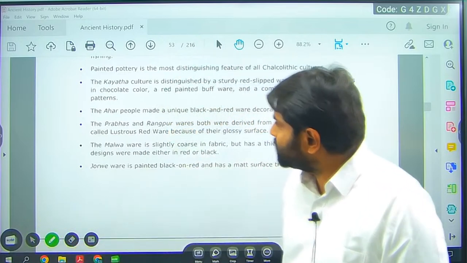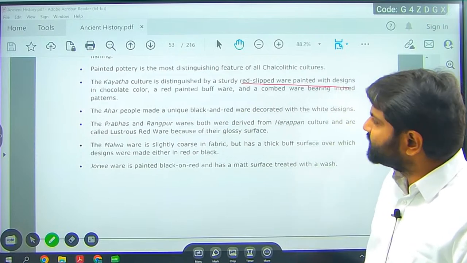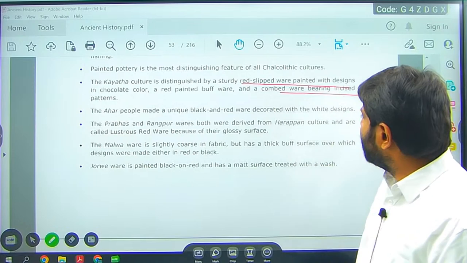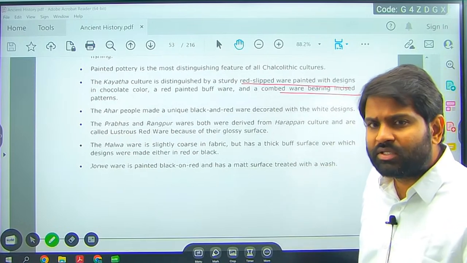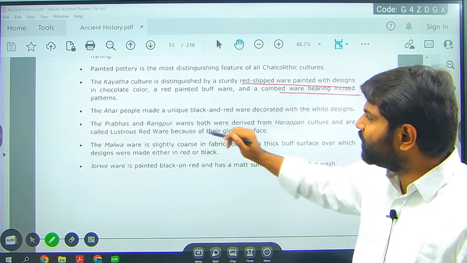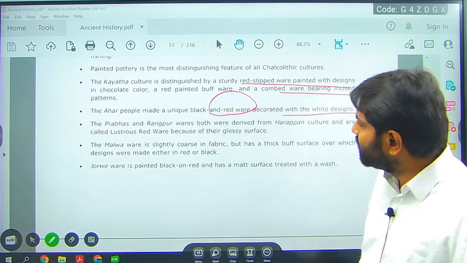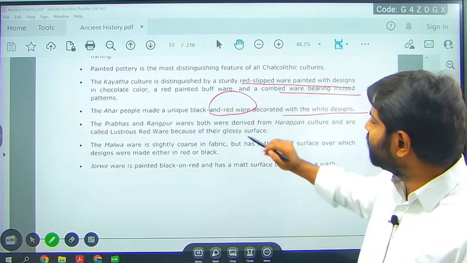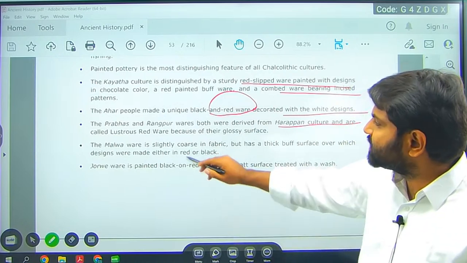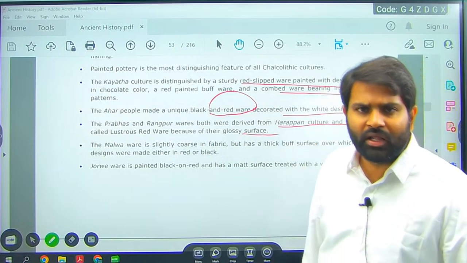You can see the Kayatha culture is distinguished by a sturdy red slipped ware with painted designs in chocolate color, the red painted buff ware and combed ware bearing incised patterns. This is what we have in Kayatha culture. The Ahar people, the other culture, made a unique black and red ware decorated with white designs. Prabhas and Rangapur wares were both derived from Harappan cultures and are called lustrous red ware because of their glossy surface. So we are talking about the evolution of pottery.